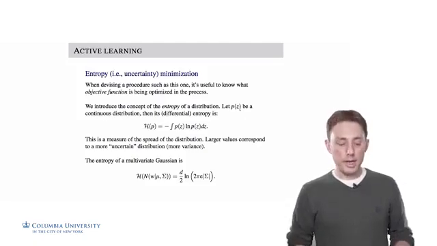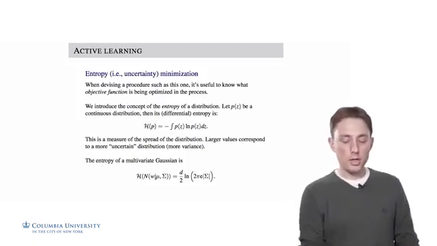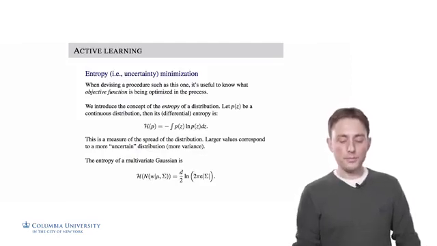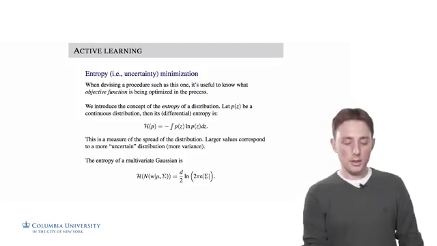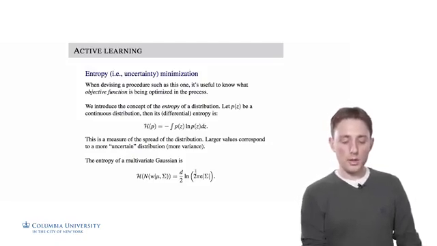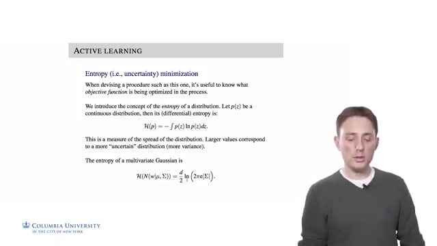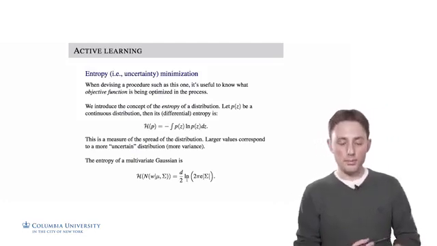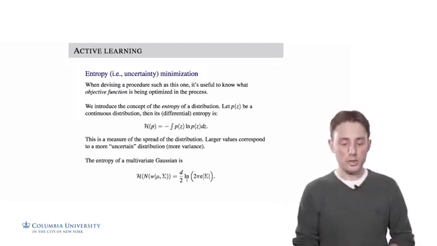So for the multivariate Gaussian, the differential entropy can be written this way. It's a function of the dimensionality of the vector w times 2 pi times e times the determinant of the covariance of the Gaussian distribution, and those terms are then passed to a natural logarithm function.